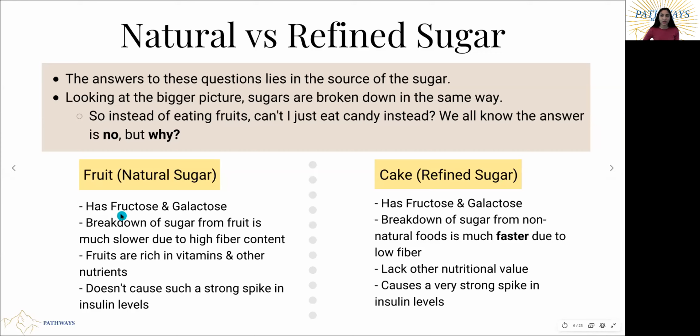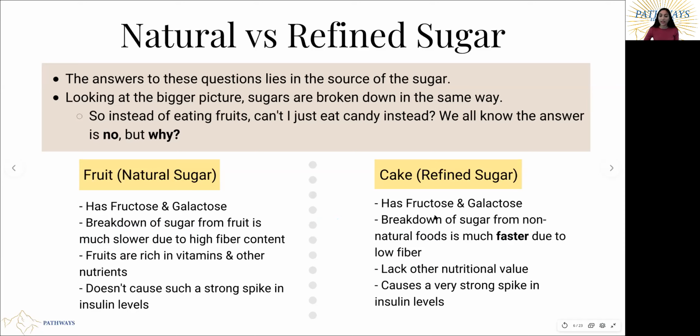So if we compare these two, we see that fruit has fructose and galactose, which are the carbohydrate molecules. And cake also has fructose and galactose. So this doesn't really give us too much of an idea because they both have the same types of sugars. So let's move down. And here we see that there's a really big difference. So in fruit, you also find fiber. And fiber causes the breakdown of sugar to be much, much slower. Whereas in cake and other more refined and processed foods, you find not very much fiber, and this causes the breakdown of sugar to be much, much faster.